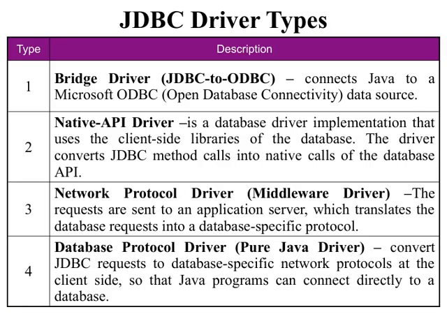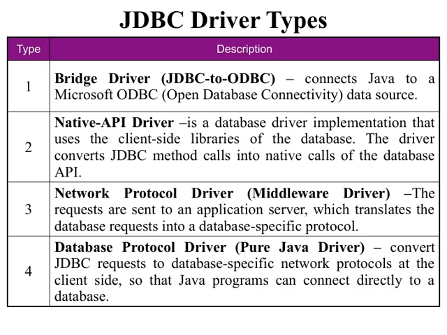This setup is particularly useful in distributed environments where middleware facilitates communication. Finally, there's the database protocol driver, or what we call the pure Java driver. This driver converts JDBC requests directly into database-specific network protocols right at the client side. This means Java programs can connect directly to the database without needing any additional middleware or native libraries. Understanding these different driver types helps us choose the most suitable one based on our application's architecture and performance needs.